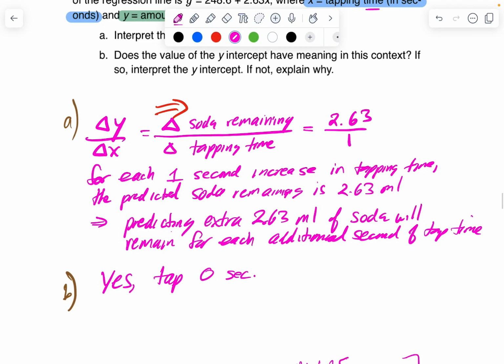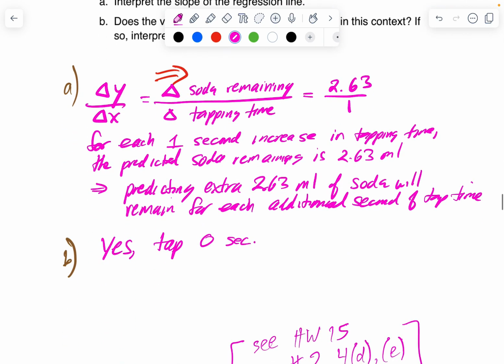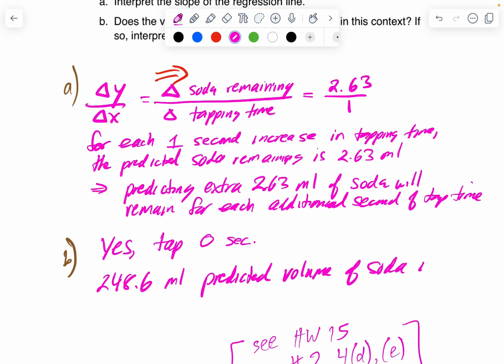Now, in terms of what the y-intercept means, the numerical value is 248.6, and that's, of course, measured in milliliters. That is going to be the predicted volume of soda if you tap for 0 seconds.